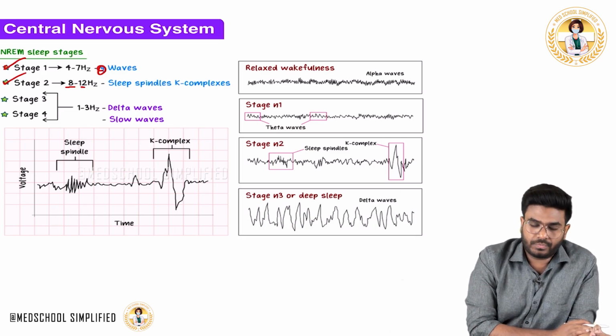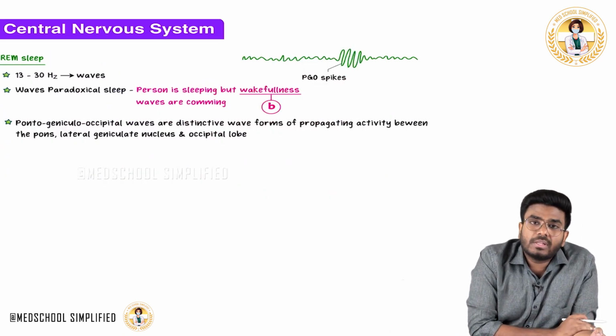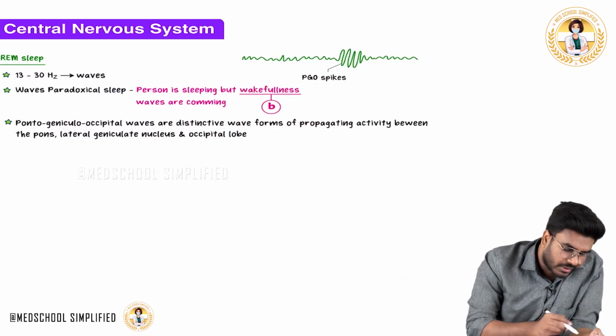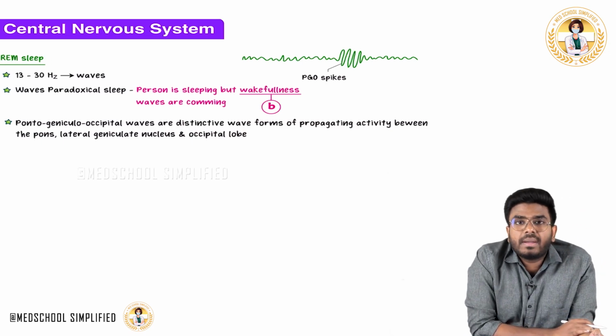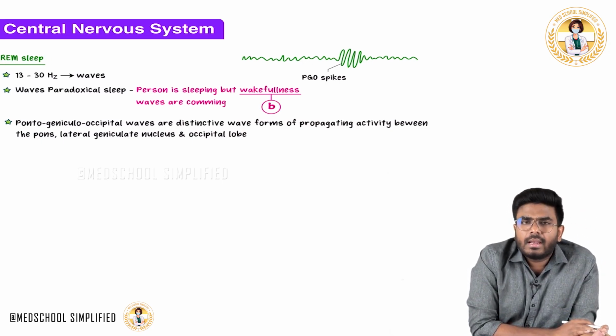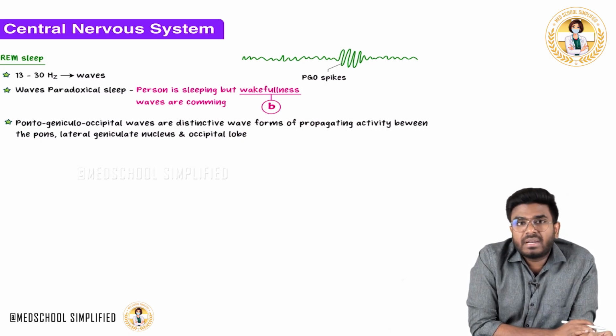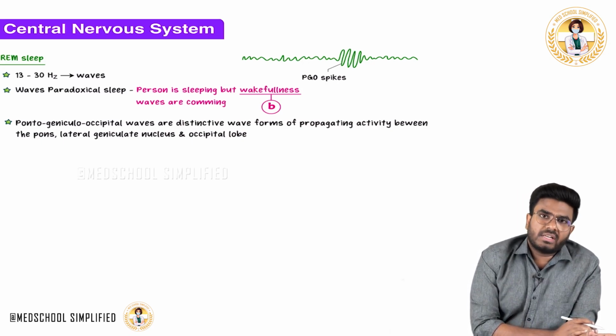NREM stage 2. Okay. Now after this, let's talk about the REM sleep. See, REM sleep means rapid eye movement. Now you can ask me why there is rapid eye movement in REM sleep. Why? Because, try to understand.